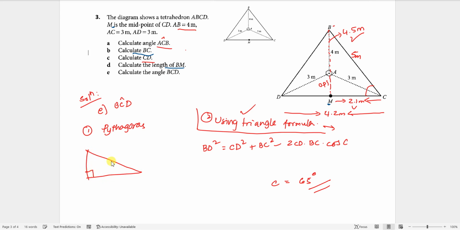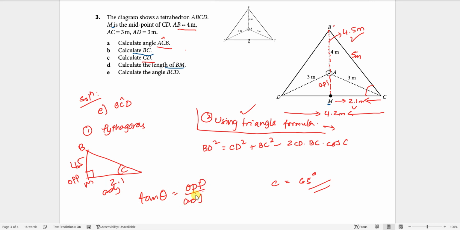So this is M, this is B, this is angle C, this is 2.1, this is 4.5, so this becomes opposite, this becomes adjacent. So very easy, we can use tan theta is equals to opposite by adjacent.